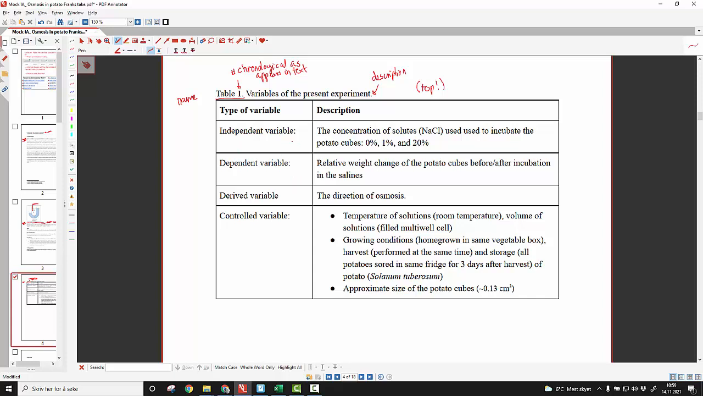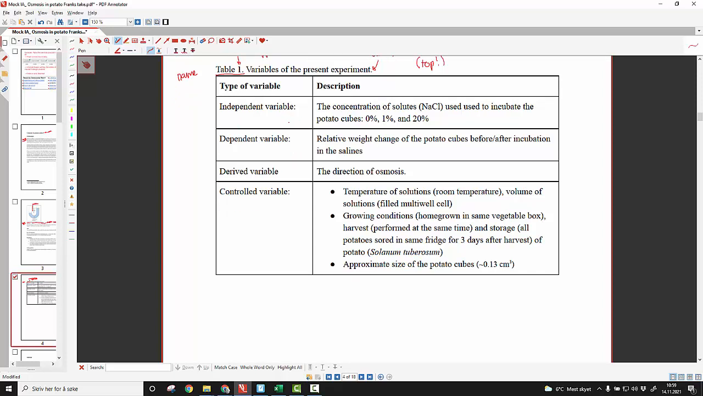And in the variables table we have the independent variable, and that's the thing we change. In this case we change the salinity of the solution where we drop the potato cubes. Then the dependent variable is what we measure, and we actually measure change in weight. To do that we have to weigh the potatoes 2 times, one before and one after incubation.